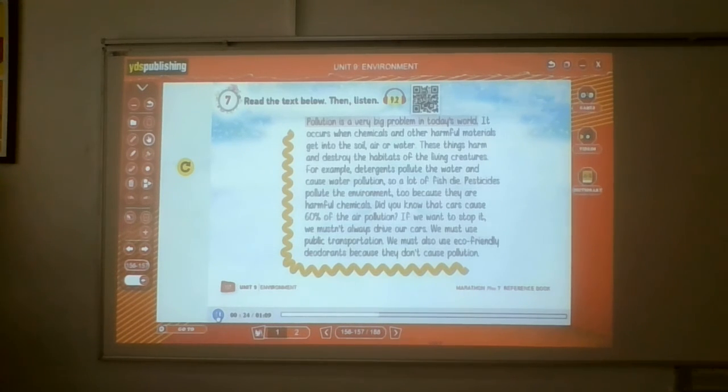Pollution is a very big problem in today's world. It occurs when chemicals and other harmful materials get into the soil, air or water. These things harm and destroy the habitats of the living creatures. For example, detergents pollute the water and cause water pollution, so a lot of fish die. Pesticides pollute the environment too, because they are harmful chemicals. Did you know that cars cause 16% of air pollution? If we want to stop it, we mustn't always drive our cars. We must use public transportation. We must also use eco-friendly deodorants because they don't cause pollution.